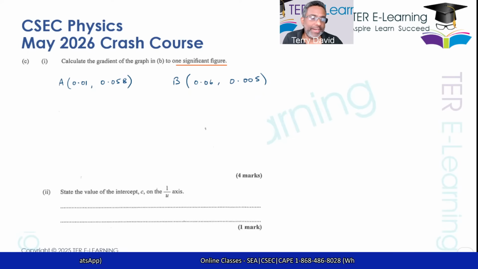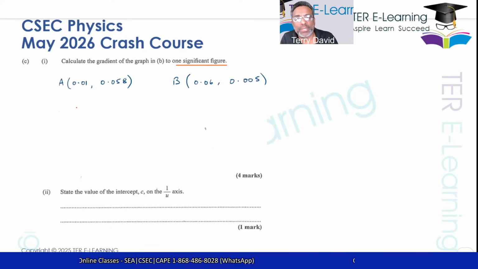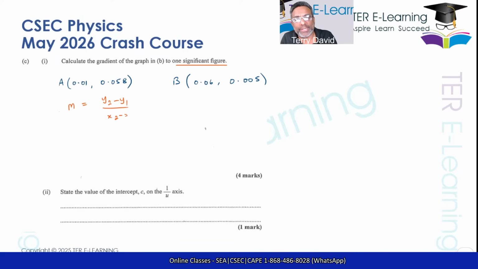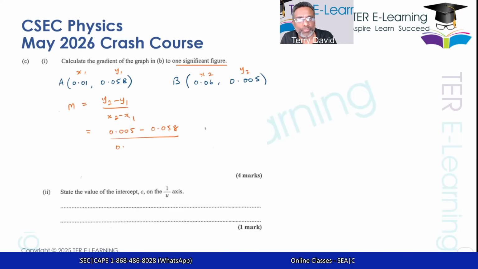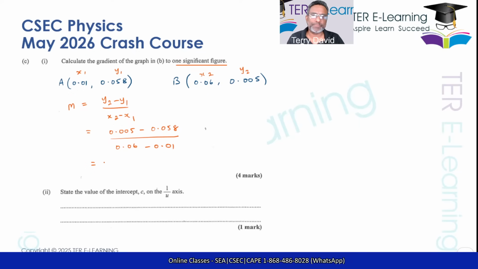I've seen some people getting -1, -1.06. So here's what I'm going to do. I literally gave you the points that I'm going to use. If you want to work out the slope, m is equal to y2 minus y1 all over x2 minus x1. So we're just going to substitute into my formula. Let's label this: x1, y1, x2, y2. In this case, y2 is 0.005 minus 0.058 all over 0.06 minus 0.01.